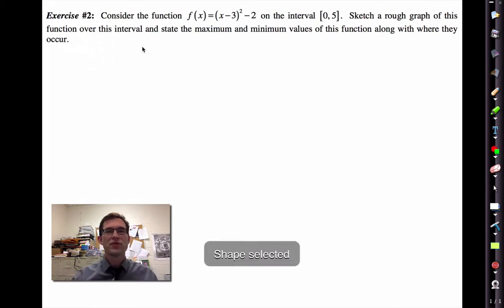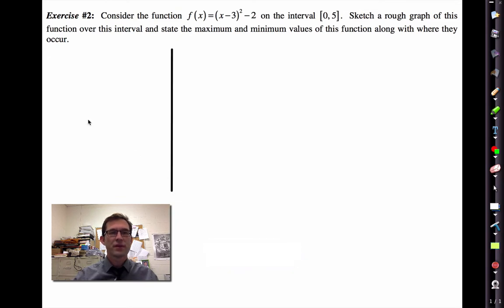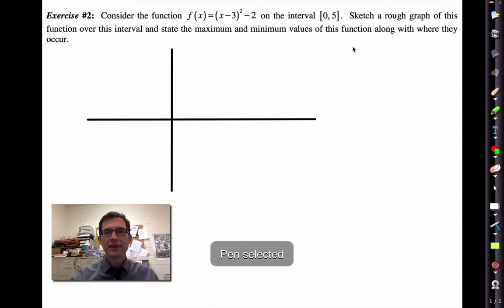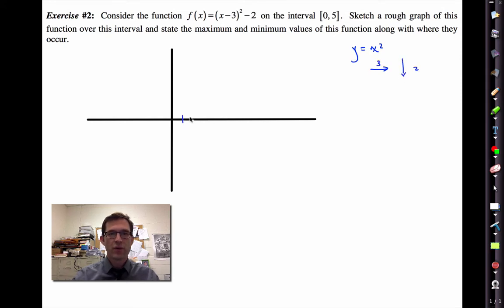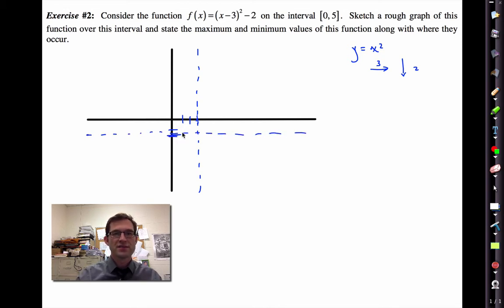I'm going to use my program to create a set of axes. All right, what I know is this is y equals x squared, shifted 3 units to the right and 2 units down. Oops, missed. Sorry, let's just pretend that's 2 units down. I'm going to draw in the parabola dashed.